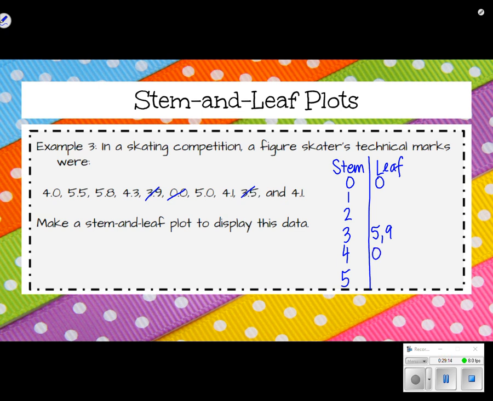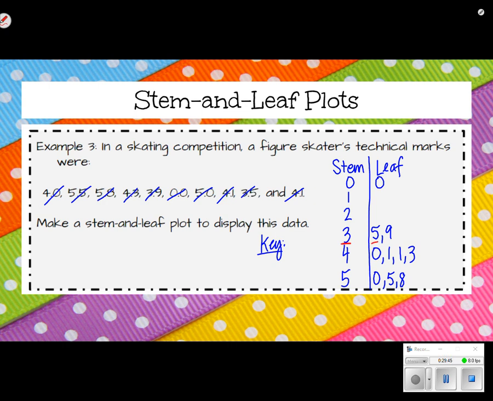4.0, and then I've got two 4.1s, and a 4.3, and then I've got a 5.0, and a 5.5, and a 5.8. And then that means I've got everybody. Okay, and then I'm going to make my key. So my key, I'm going to pick one of my data points.